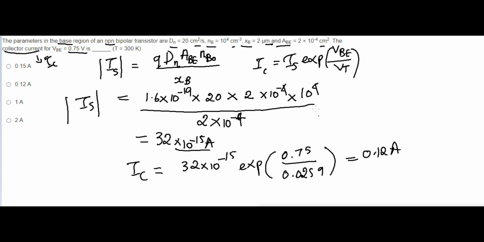It is 0.12 ampere. Always remember, the VT value is 0.0259, which comes from the Boltzmann constant, temperature, and so on. So 0.12 amps. You should write 0.12. You can write 0.11 or 0.10, that is also right, 0.13 also right.